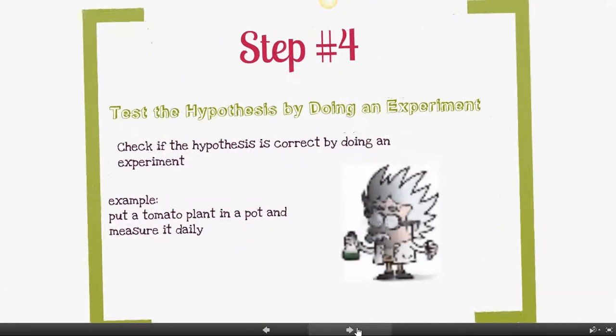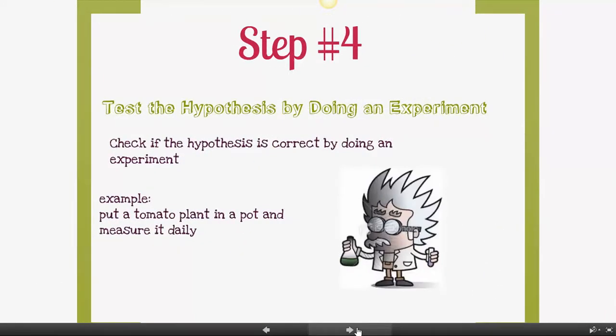Step number 4, once we've come up with a question, we've researched it, and then we've created a hypothesis, which is an educated guess about what we think the results of the experiment would be, we would test our hypothesis by actually doing an experiment. So we want to check if the hypothesis is correct by doing the experiment. Our example would be we would put a tomato plant in a pot and measure it daily. Now your procedure has a lot more steps to that, but that just gives you an idea of how we would actually do the experiment for that hypothesis.